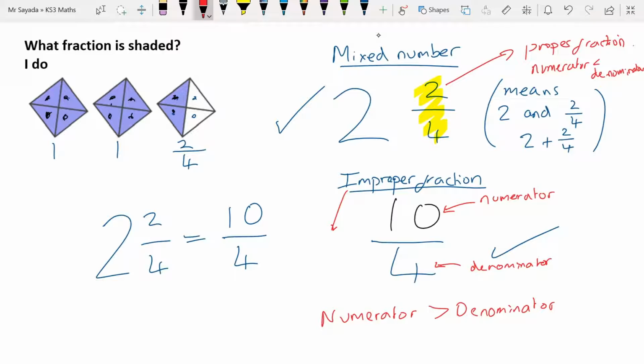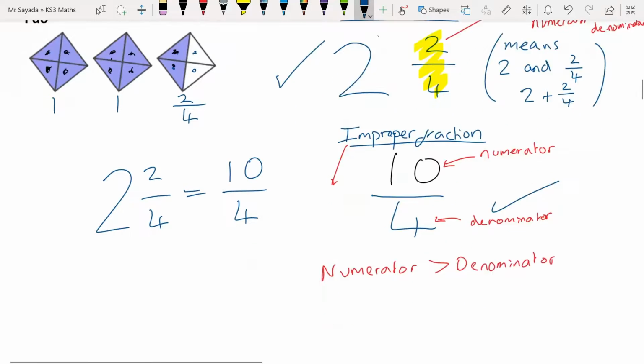And for this kind of question where you need to find what fraction is shaded and there's more than one whole shape, you can either give your answer as a mixed number or an improper fraction. They are both correct. So in this question, we had 2 wholes and 2 quarters. So I wrote the answer as 2 and 2 quarters. But we also had 10 quarters. So I wrote 10 over 4. Both of those answers are correct.